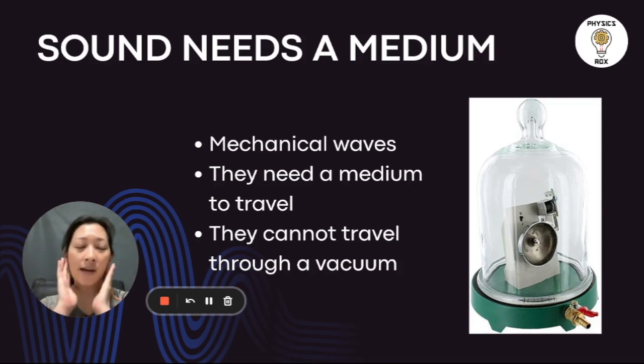And it'll come to a point where you hear absolutely nothing, but you can actually see the hammer hitting the gong. So that means the bell is still working, it's still trying to make a noise, but you can't hear anything because there's no more air inside the bell jar. This proves that sound needs a medium to travel. So in this case, sound makes use of the air particles to transfer the wave energy.